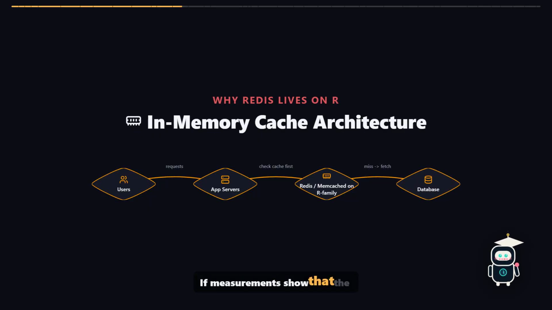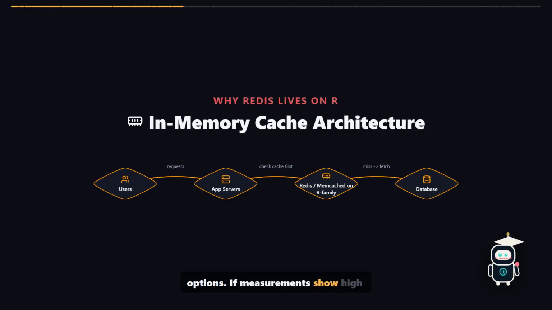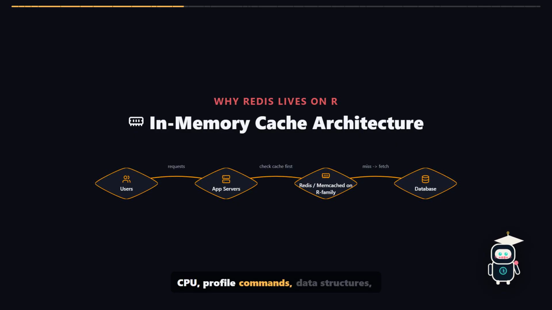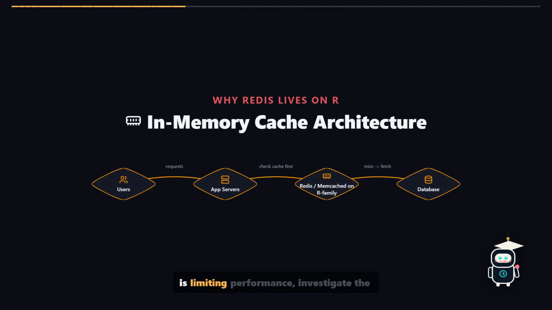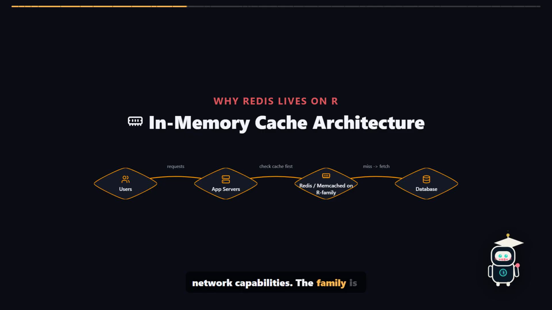If measurements show that the cache is memory constrained, investigate memory-optimized options. If measurements show high CPU, profile commands, data structures, serialization, and application behavior. If network throughput or connection pressure is limiting performance, investigate the network path and the instance's network capabilities. The family is not the diagnosis. The family is one possible response after you understand the diagnosis.